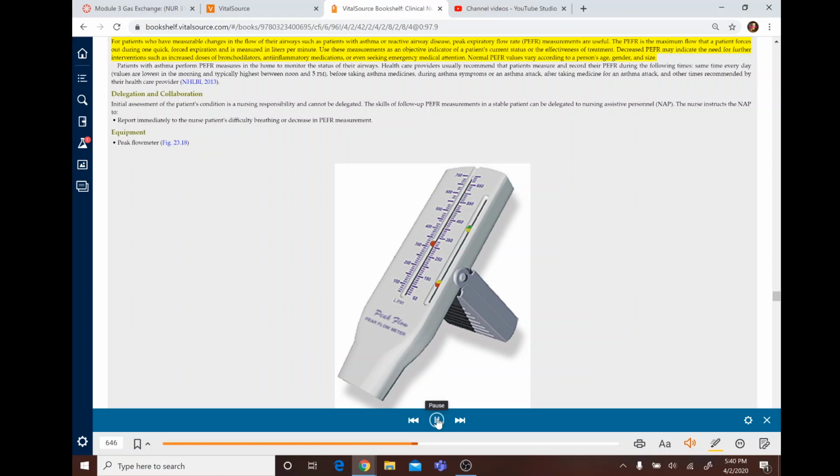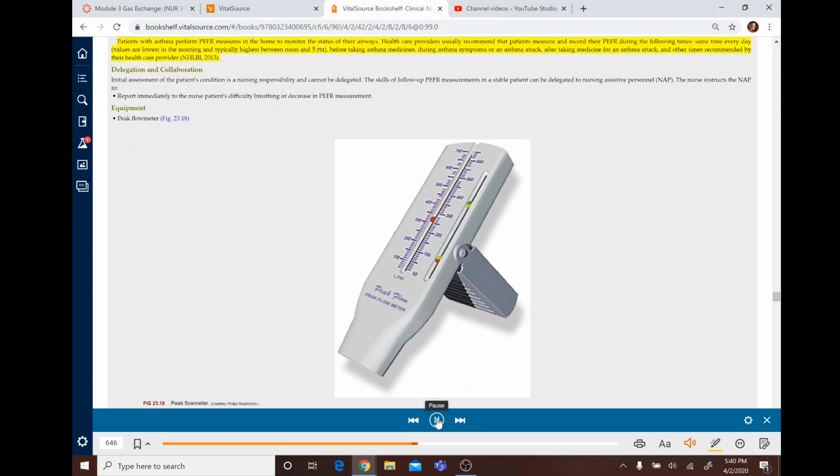Decreased PEFR may indicate the need for further intervention, such as increased doses of bronchodilators, anti-inflammatory medications, or even seeking emergency medical attention. Normal PEFR values vary according to a person's age, gender, and size. Patients with asthma perform PEFR measures in the home to monitor the status of their airways.